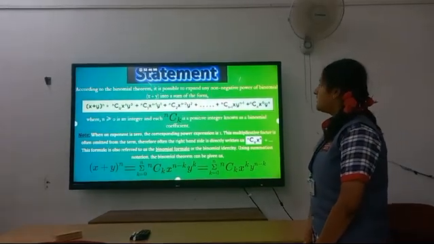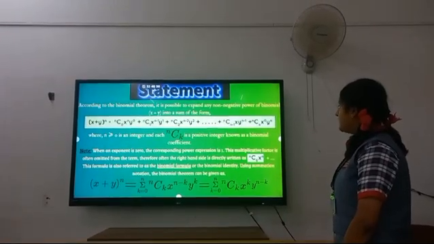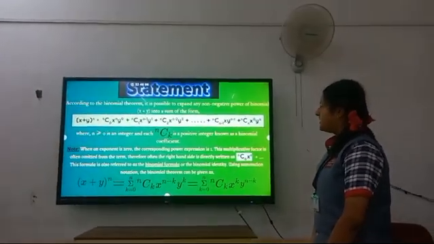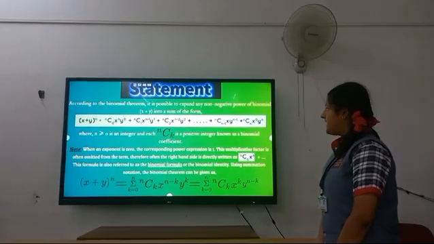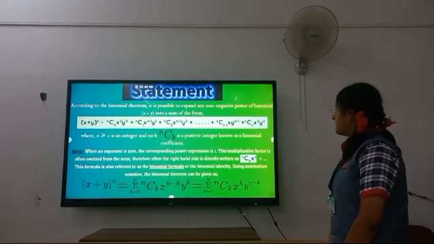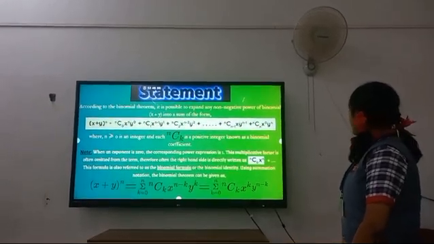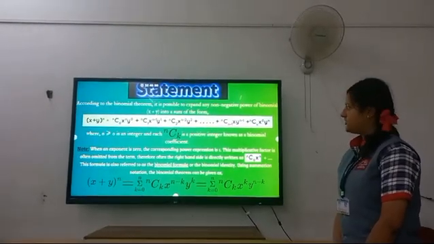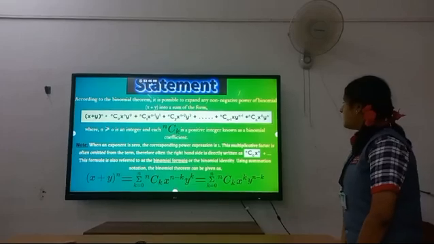Statement. According to the binomial theorem, it is possible to expand any non-negative power of the binomial (x + y) into a sum of the form (x + y)^n = nC0 x^n y^0 + nC1 x^(n-1) y^1 + nC2 x^(n-2) y^2 + ... + nC(n-1) x y^(n-1) + nCn x^0 y^n, where n is greater than or equal to 0 and is an integer, and each nCk is a positive integer known as a binomial coefficient.